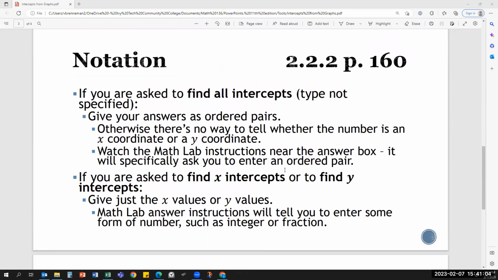If you're asked to find all intercepts, then you need to give the whole ordered pair of each intercept, so the x and the y coordinate enclosed in parentheses. The math hub instructions will tell you to enter an ordered pair. If you're just asked to find x-intercepts or just y-intercepts, then all you have to do is give the x values or just give the y values of those points.